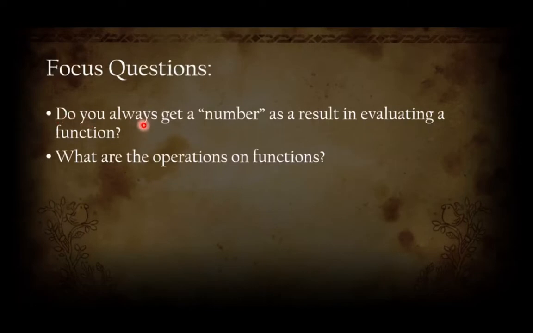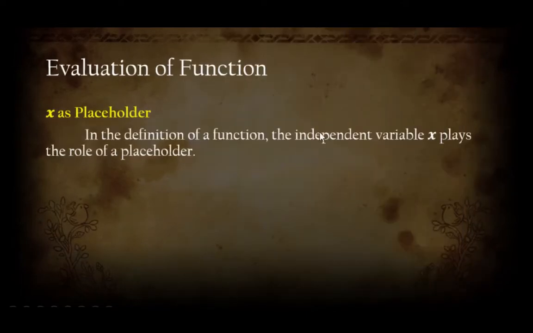Number 1, do you always get a number as a result in evaluating a function? 2, what are the operations on functions? Okay, let's answer by defining this topic. So to evaluate f at a number, we substitute the number for the variable or placeholder. So x as placeholder. In the definition of a function, the independent variable x plays the role of a placeholder. So x is just like an input, the thing that you will plug into the original equation.